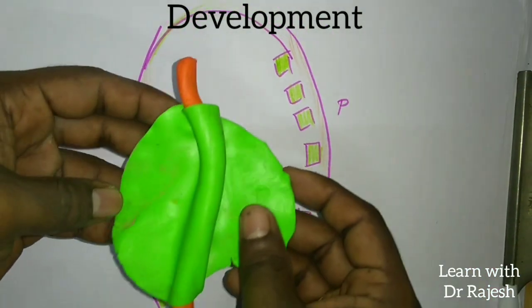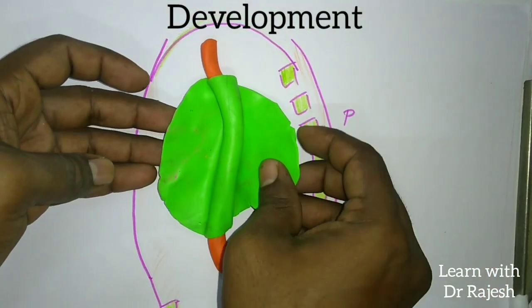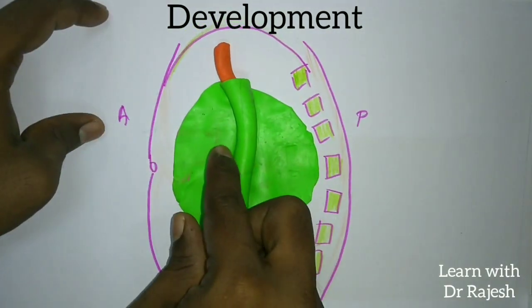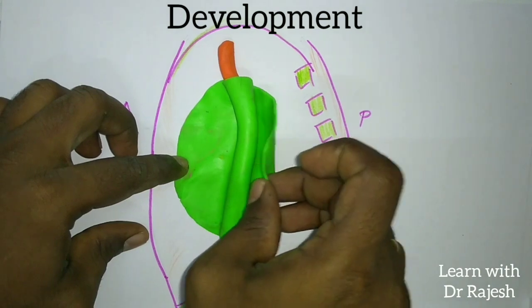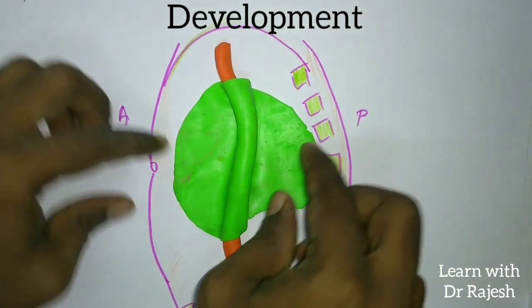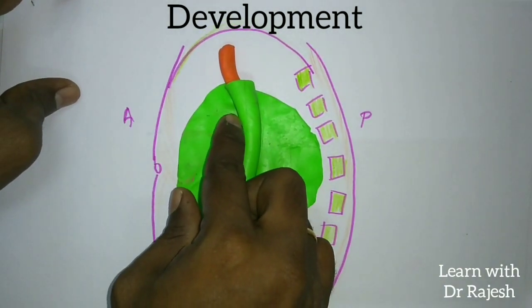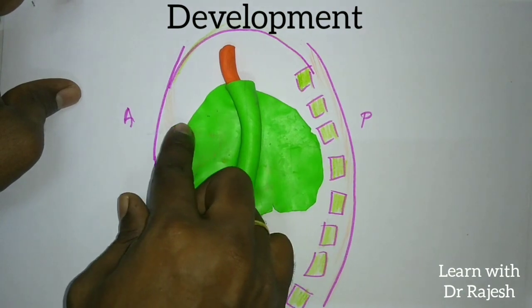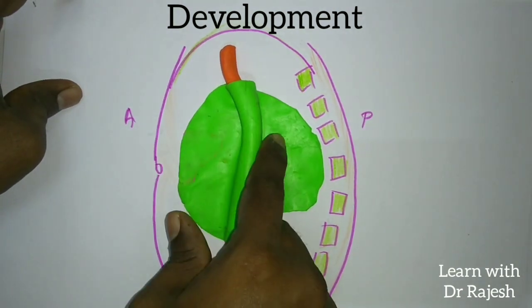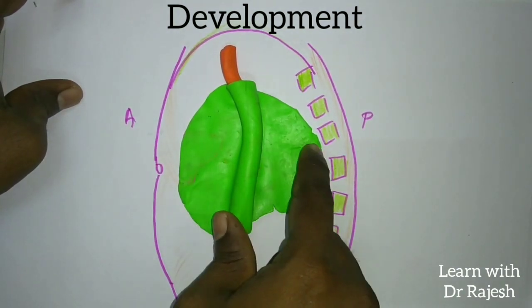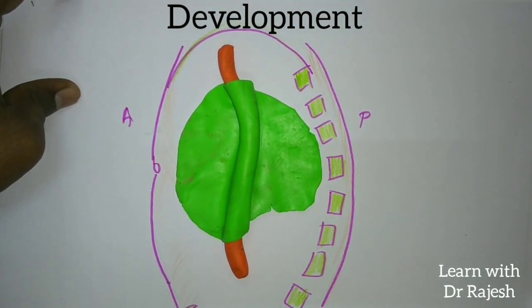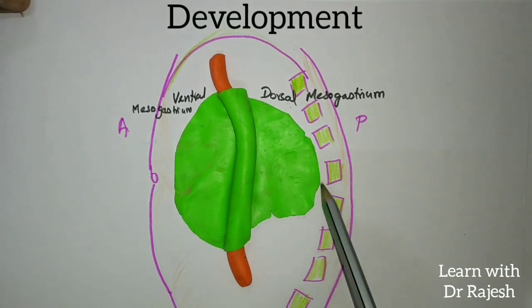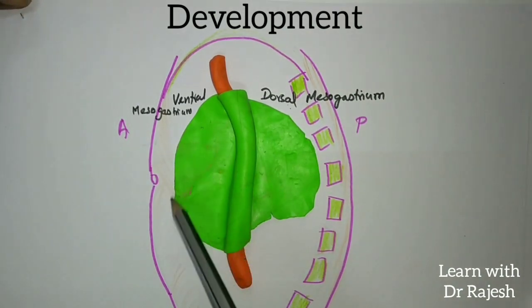Now what we are seeing is the gut tube. Okay, this is actually the gut tube which is suspended anteriorly and posteriorly by means of this mesentery called the mesogastrium. Anteriorly the gut tube is suspended by means of the ventral mesogastrium, and posteriorly the gut tube is suspended by means of the dorsal mesogastrium. So this is the dorsal mesogastrium, this is the ventral mesogastrium.